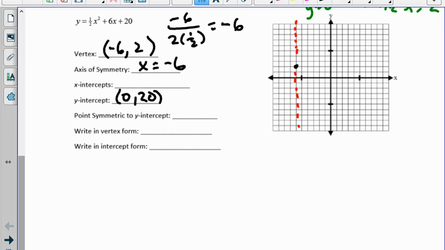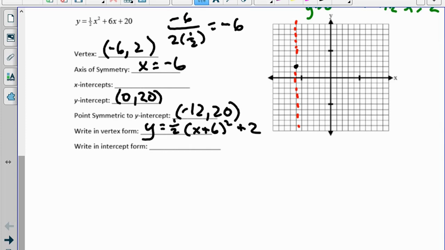The point symmetric to the y-intercept is actually going to be on the left this time. So it's going to be at -12, 20. Writing this in vertex form, again, shouldn't be that hard. y equals 1/2, again, don't forget the a, times x plus 6 squared plus 2.